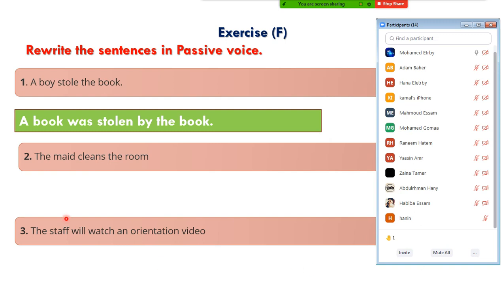Read number 2. The maid cleans the room. Yes, great. What tense is that? I don't know. No, don't tell me that. I hate this word. Don't tell me I don't know. Read the thing. This is the verb cleans. What is the tense? Present, past, or future?